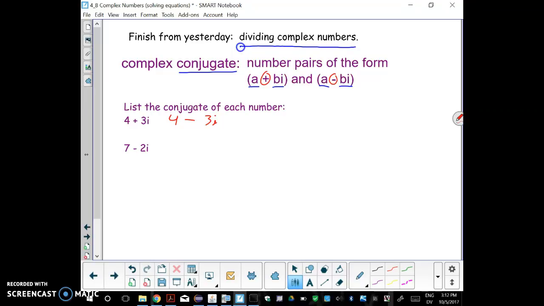All right, here's one for you to try. 7 minus 2i, what is its conjugate? Okay, the answer here should be just 7 plus 2i. Keep the real part, keep the imaginary part. The only difference is to switch the symbol between them.